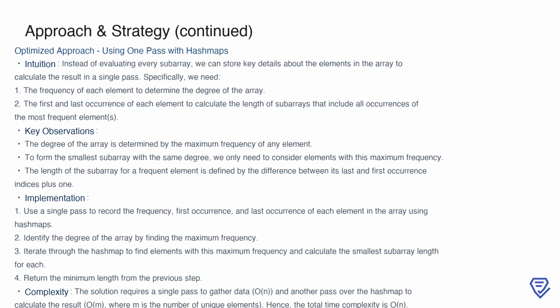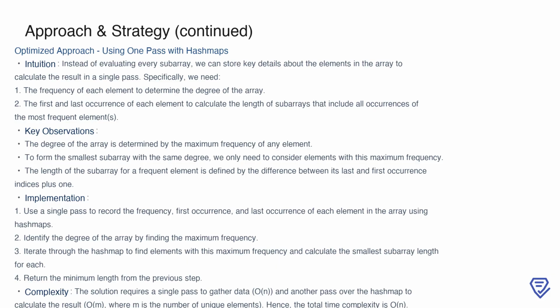The length of such a subarray is simply the difference between the first and last occurrences of the element, plus 1. To implement this, we traverse the array once, updating frequency counts and recording the first and last indices for each element using hash maps. After determining the degree of the array, we iterate through the hash map to find the elements with this degree, calculate the subarray lengths, and return the smallest one.